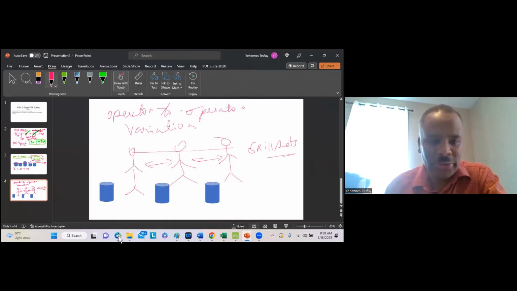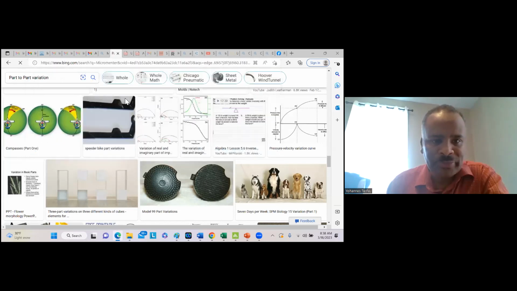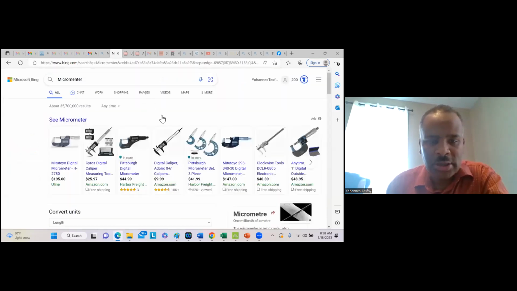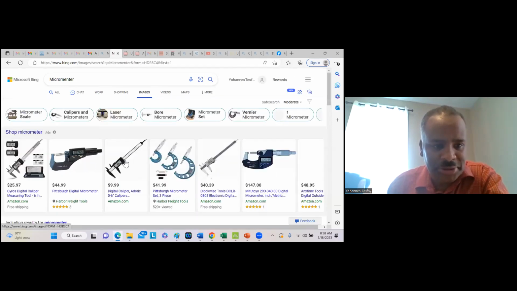So if we use a micrometer, when you measure, you're going to target here, like on the micrometer. How do you use it?